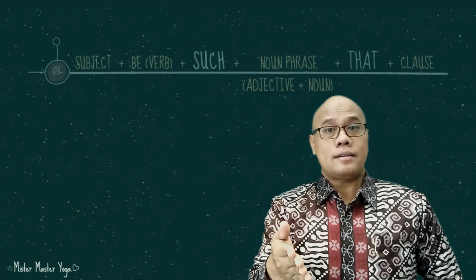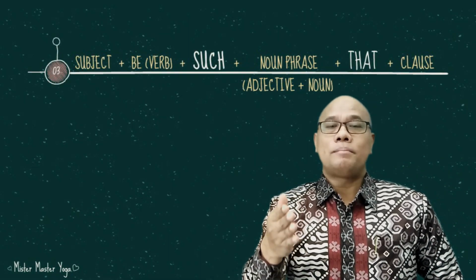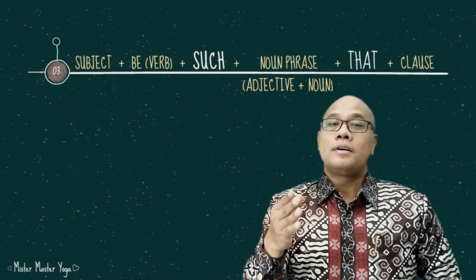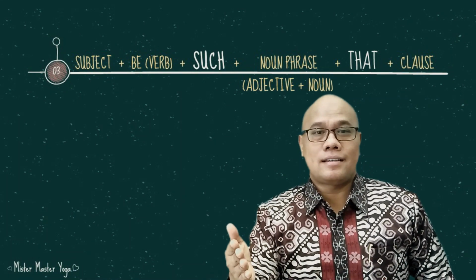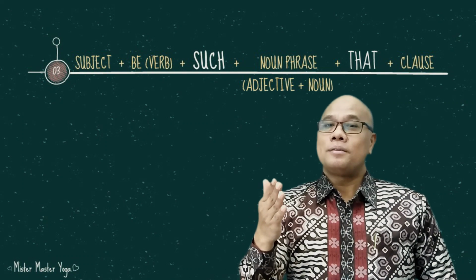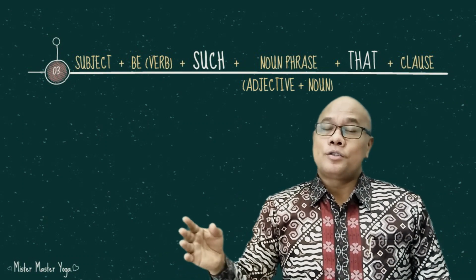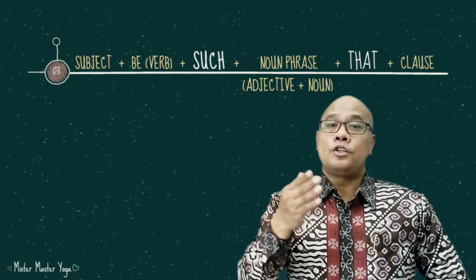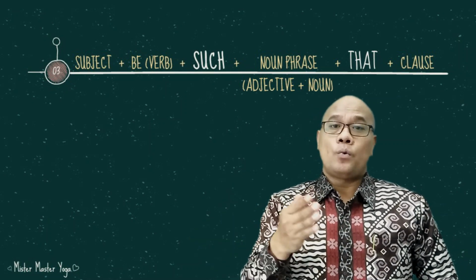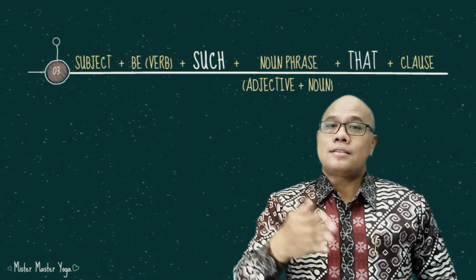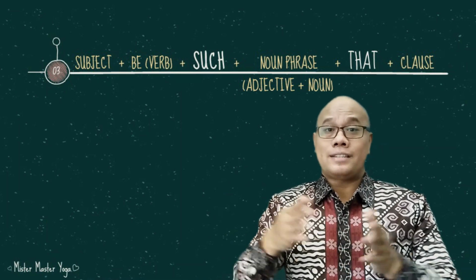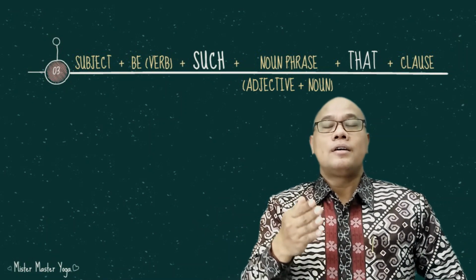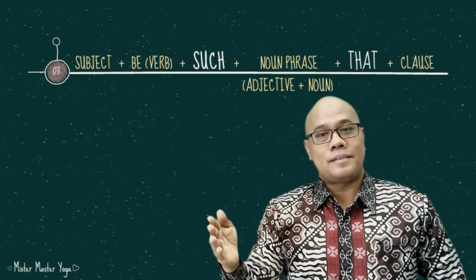For such blah blah blah that, you'll be very familiar with the pattern. Subject plus be plus such plus noun phrase plus that plus clause. Just like so and such, when so is used with an adjective and such with a noun phrase, so that and such that are also used the same way. So such is followed by a noun phrase.